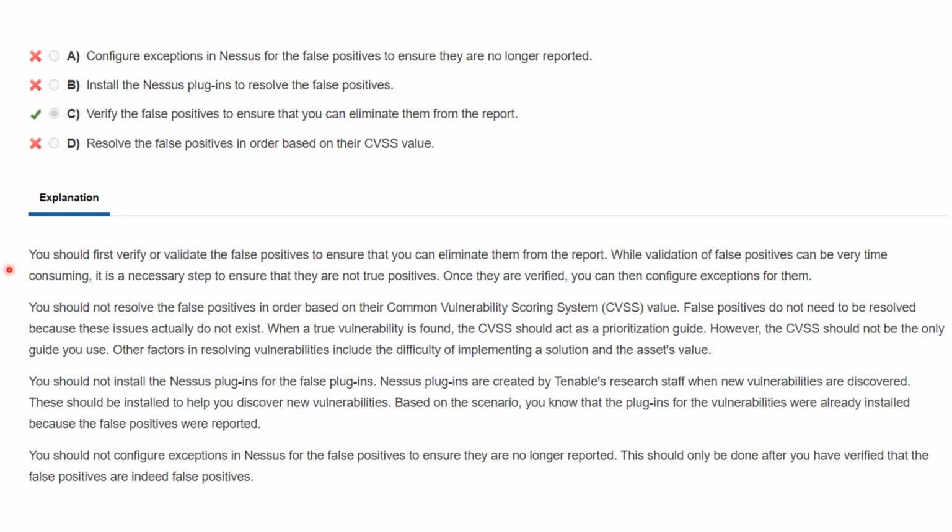You should first verify, or validate, the false positives to ensure that you can eliminate them from the report. While validation of false positives can be very time consuming, it is a necessary step to ensure that they are not true positives. Once they are verified, you can then configure exceptions for them.